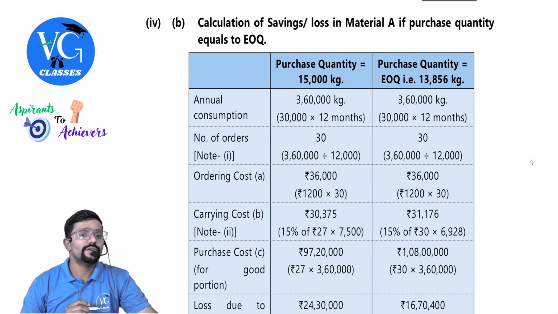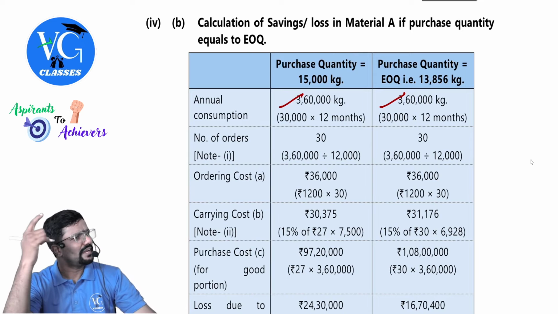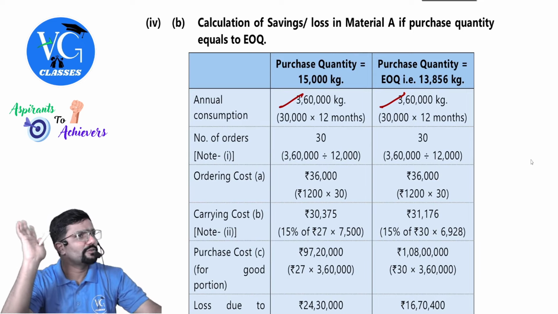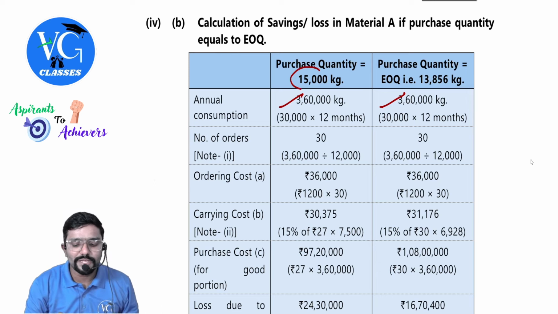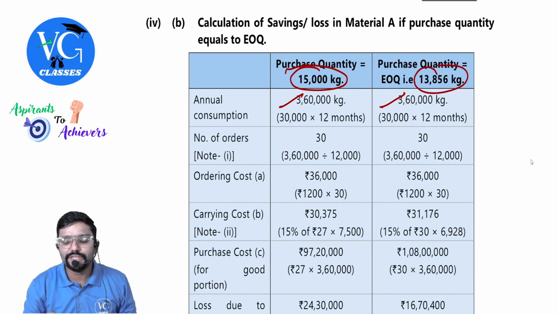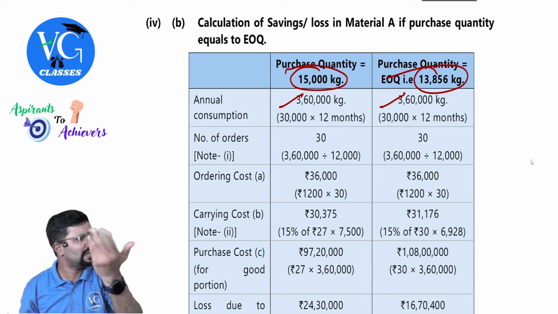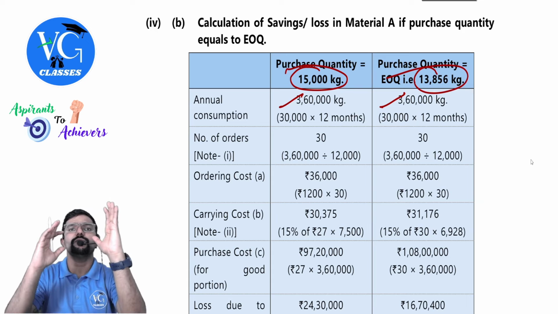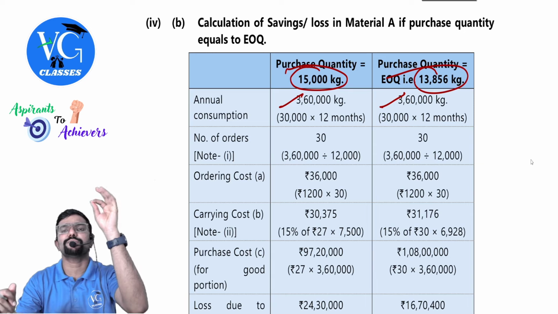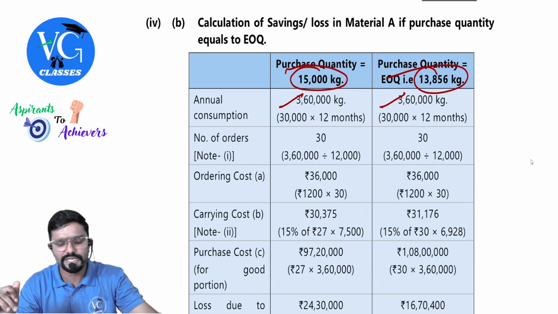Annual consumption of raw material is how much, guys? 3,60,000 in a year. I have already shown. Material A only. We are not doing material B. The present purchase quantity is how much? 15,000 kgs. But if I go with EOQ, how much will be my cost? They have asked for extra cost or some savings. We have taken two levels. One is the EOQ level. The other one is their present purchase. What is their present purchase level? 15,000. So order size is 15,000 kgs.